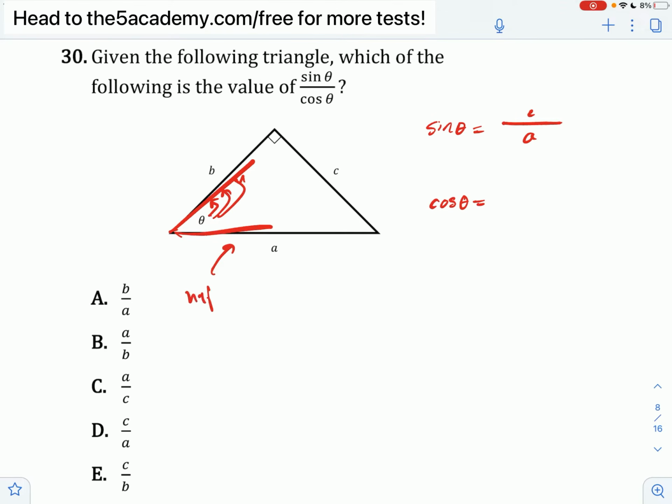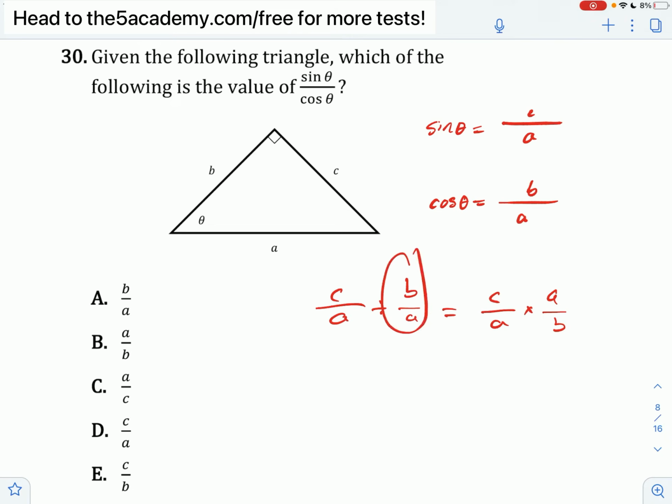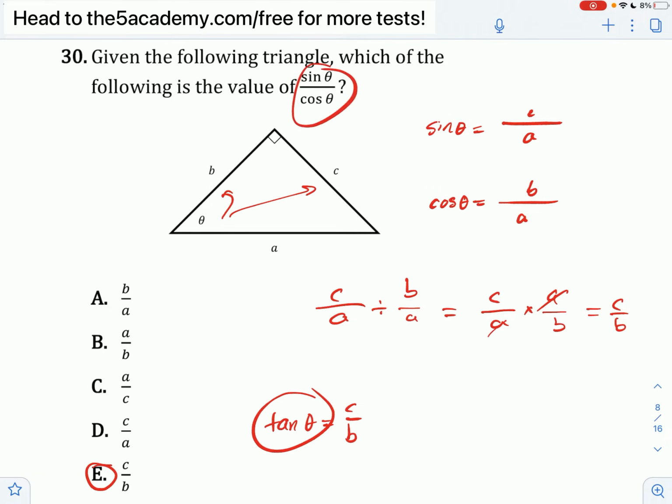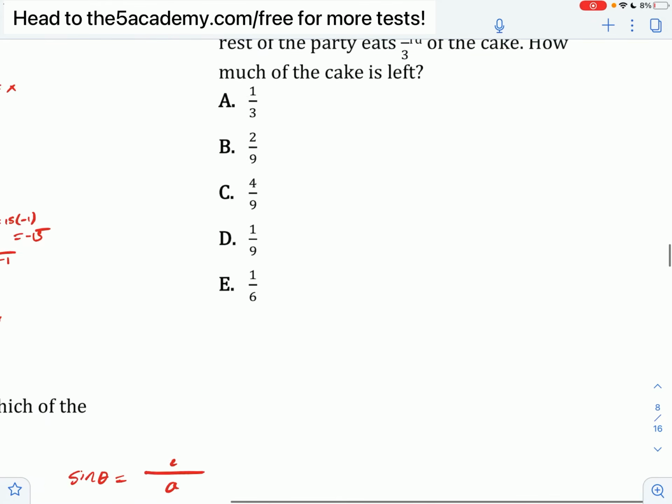One of them we know is the hypotenuse. That other one is the adjacent side. And the one that's opposite is the opposite side, okay? That's a little bit of a synopsis of the three different types of sides. So we know the adjacent side is B, hypotenuse is A. So we're asked for sine theta divided by cosine theta. C over A divided by B over A is the same thing as C over A times A over B, because dividing by a fraction is the same thing as multiplying by its reciprocal. The A's cancel out, we get C over B. Notice that this is the same thing as tan theta, which is opposite over adjacent. Tan theta is the same thing as the ratio of sine to cosine.